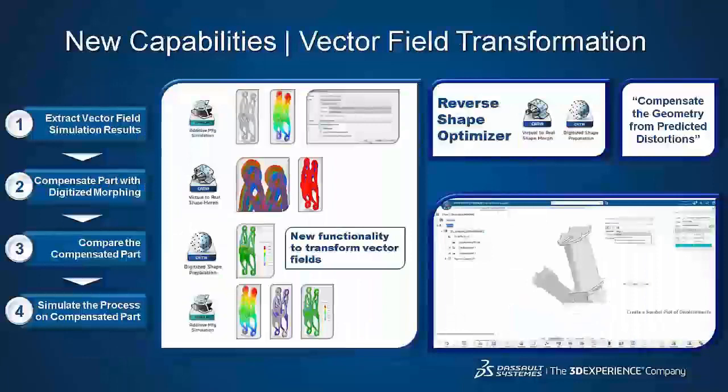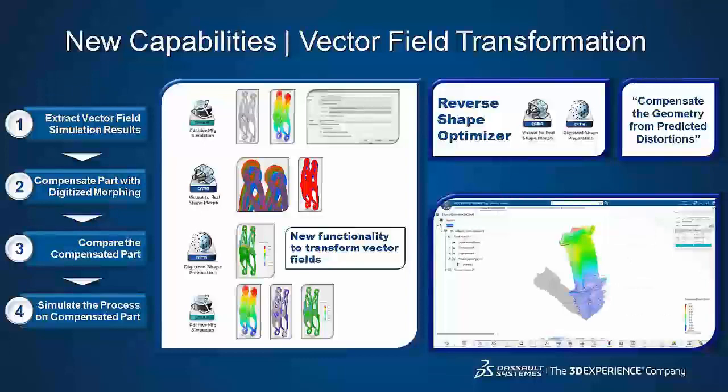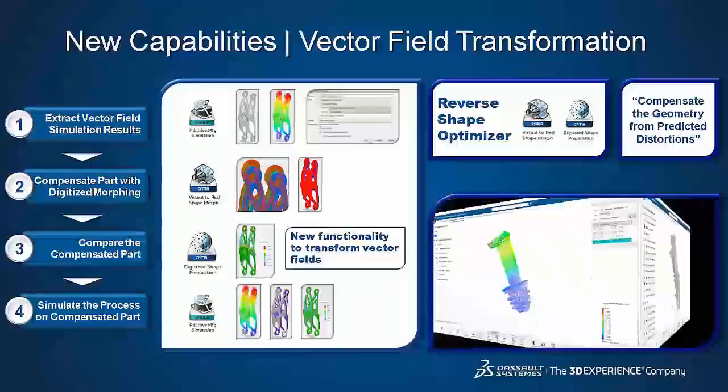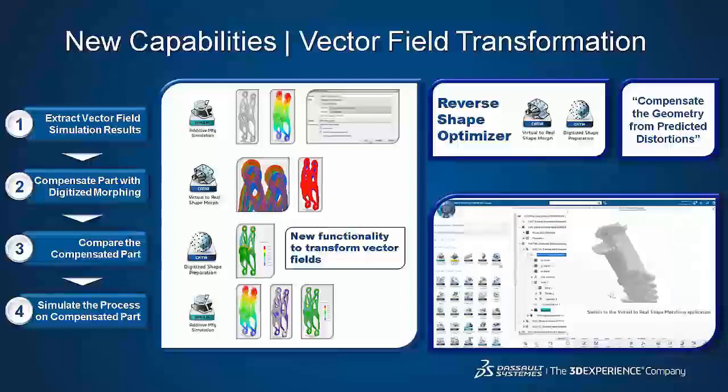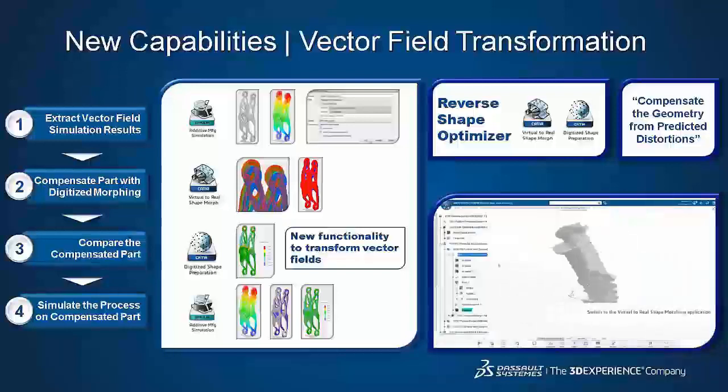Last year, we also introduced the reverse shape optimizer role, which can be used for shape compensation. Effectively, this tool allows us to morph a CAD object using point cloud data. For example, we can morph a CAD object using process simulation distortion results and compare in a deviation analysis the simulation results with the experimentally obtained measurements. This allows us to validate our process simulation distortion results with the experiments.